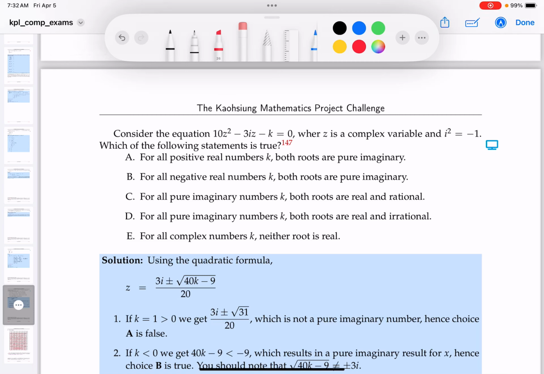Okay, consider the equation 10z squared minus 3iz minus k equals 0. They go on to say that z is a complex variable. That means it's of the form a plus bi. They go on to state that i squared is equal to minus 1. Pretty obvious. Which of the following statements is true?